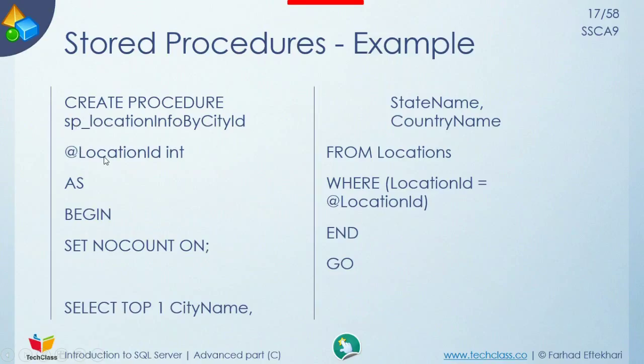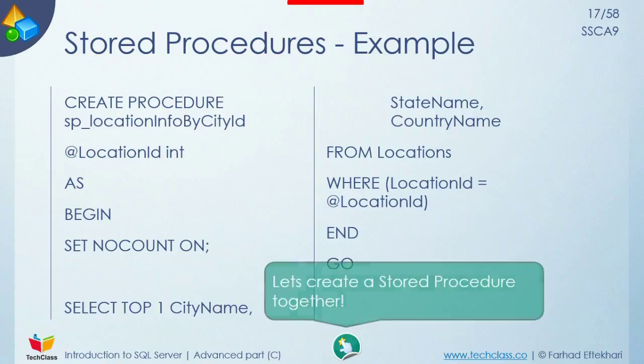And then this location ID, whose data type is int, is a parameter that needs to be passed to this stored procedure. And then what it does is select top one city name, state name, country name from this table, where location ID is equal to the location ID that you pass to your stored procedure. So now that you are familiar with stored procedures, try to create one for yourself, for your tables or database, and see how they work.